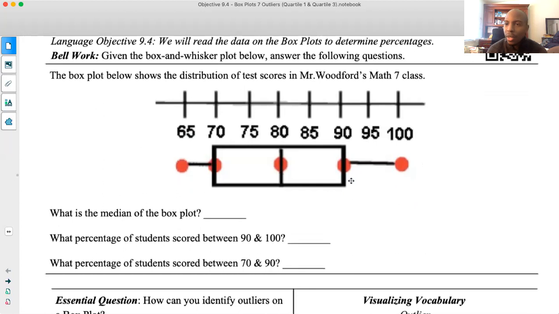Let me ask you these questions again. Looking at this box plot, what's the median? What percentage of this data is between 90 and 100? What percentage of this data is between 70 and 90? Take a second, pause the video, see if you can answer those on your own for now. Then I'll come back and walk you through how to do it. So take a second, pause the video.